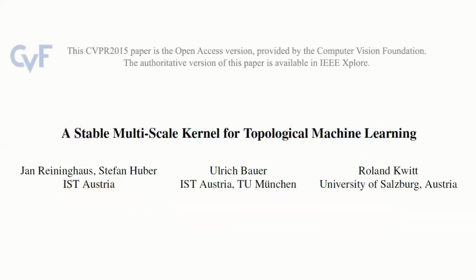So the first method that I want to highlight is this idea of kernel methods. Kernel methods are very popular in data science, and what they try to do is find ways of measuring similarity between data points. The paper that I'm going to go over right now is a stable multi-scale kernel for topological machine learning. This is from 2015.